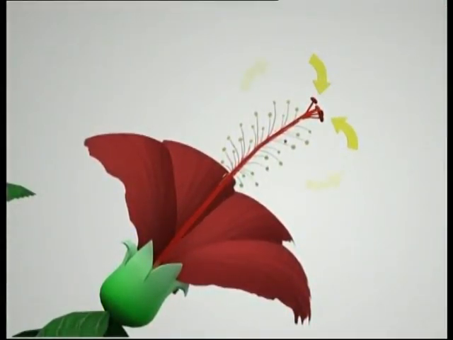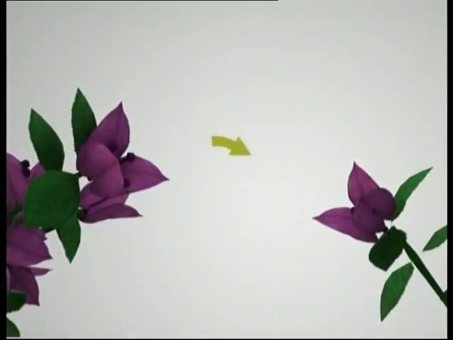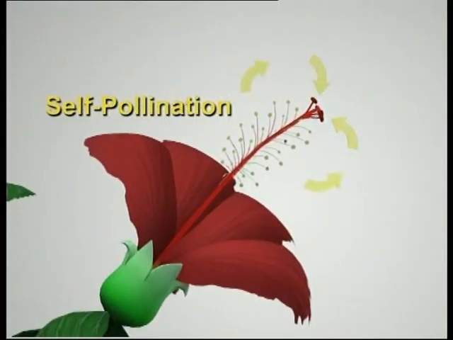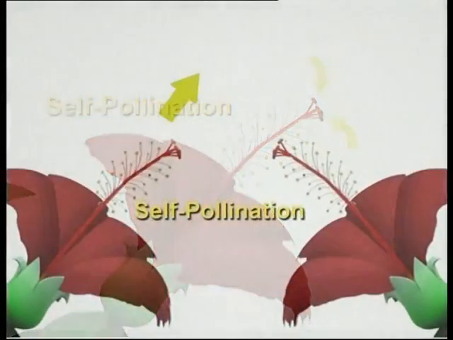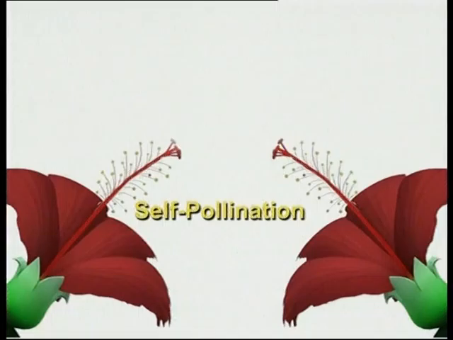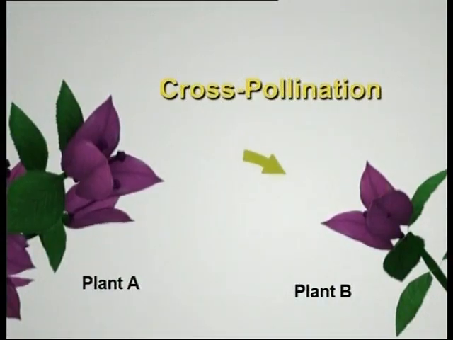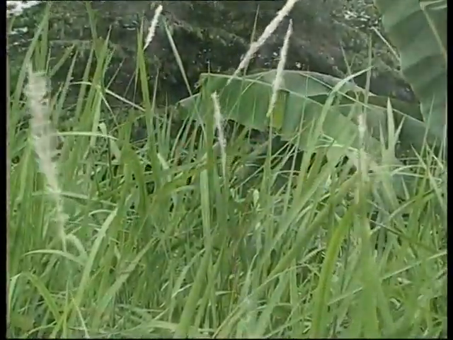Number 4. Pollination is the process of transferring pollen grains from the anther to the stigma of a flower. Number 5. Self-pollination takes place when pollen from the anther of one flower is transferred to the stigma of the same flower or another flower on the same plant. Number 6. Cross-pollination takes place when pollen is transferred from the anther to the stigma of a flower on a different plant but of the same species. Number 7. Insects, animals, wind and water are pollinating agents.